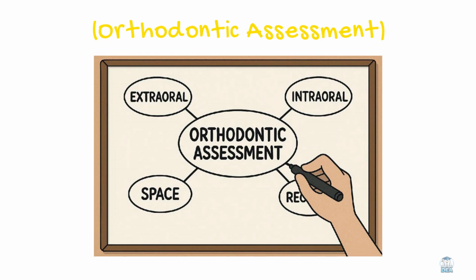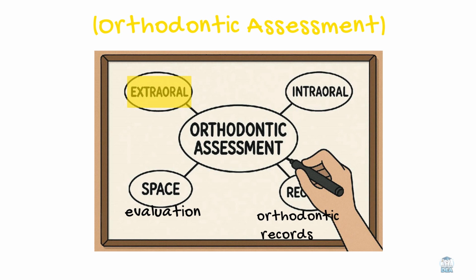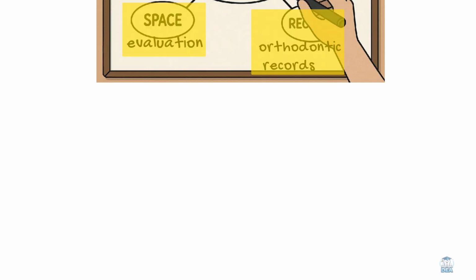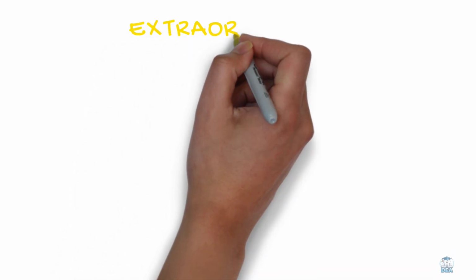Let's begin with a mind map overview. The orthodontic assessment includes 4 key areas: extraoral examination, intraoral examination, space evaluation, and orthodontic records. Now, let's break them down one by one.